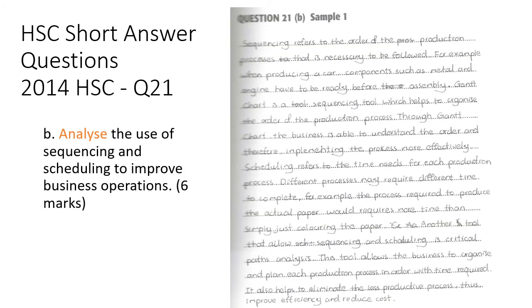This question is a 6-marker, and here it's asking you to analyse the use of sequencing and scheduling to improve business operations. Now, when you're reading this response, I would want you to be able to define sequencing and scheduling. I'd like you to be able to tell me the tools that we could use for sequencing and scheduling and the role that they could play to improve business operations. And then you've got that well-rounded response there.